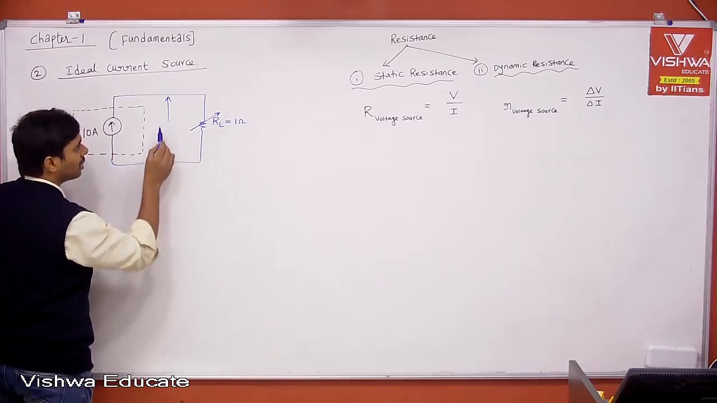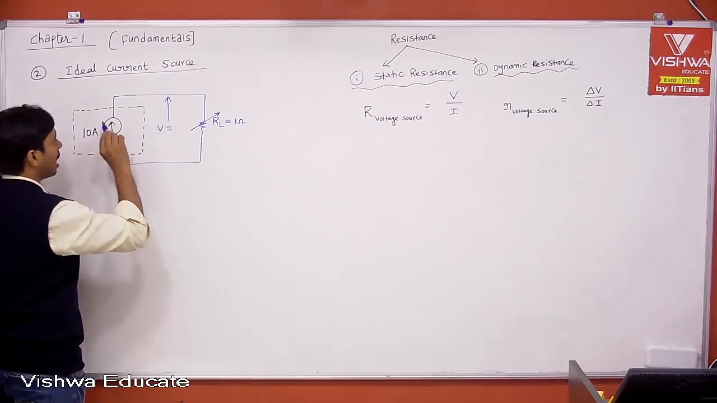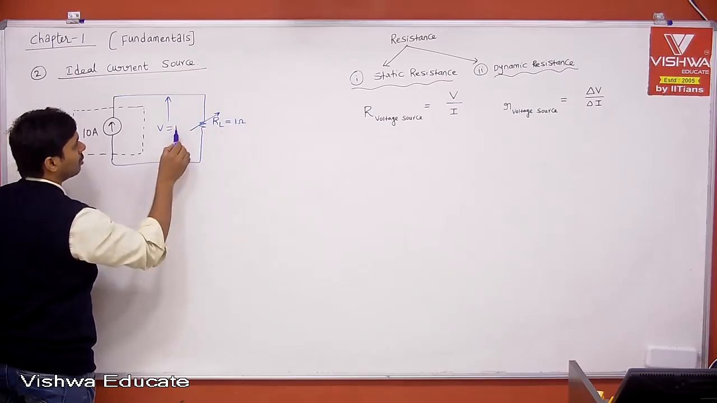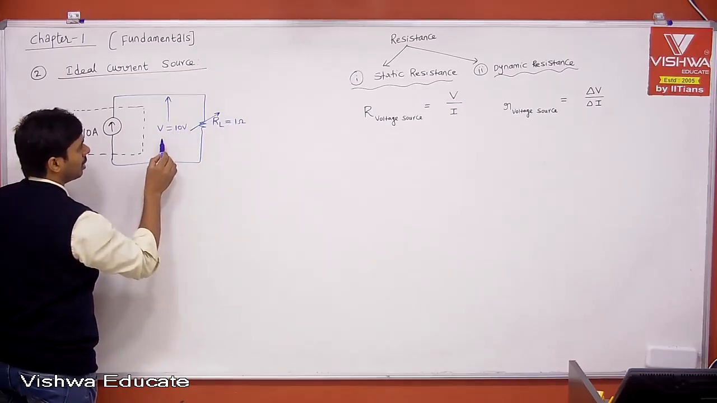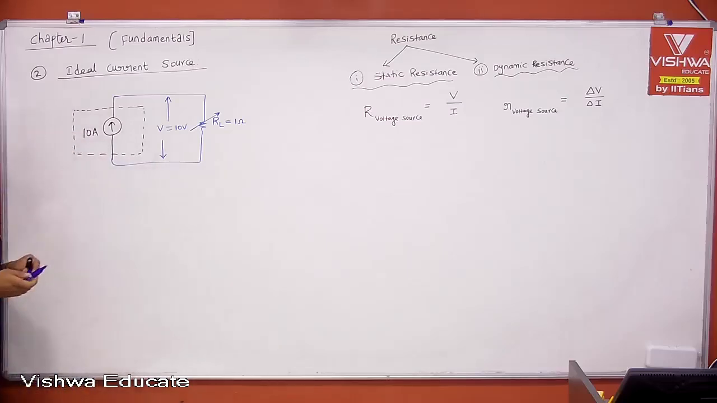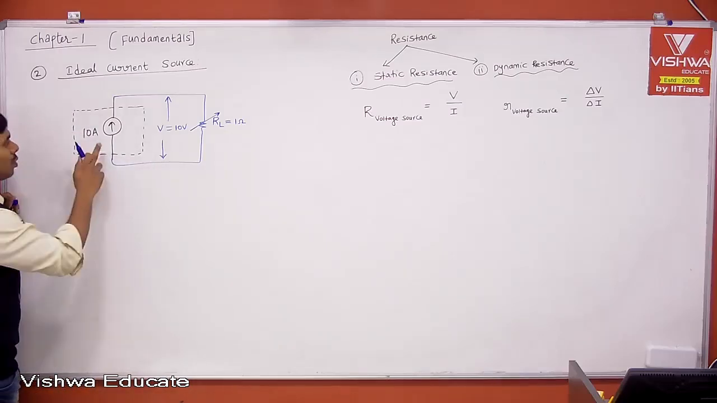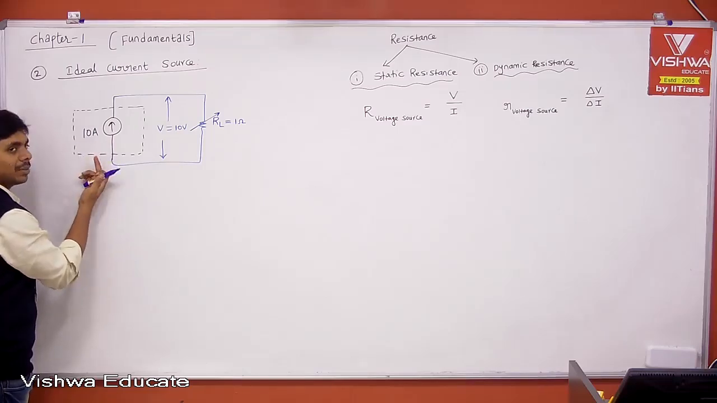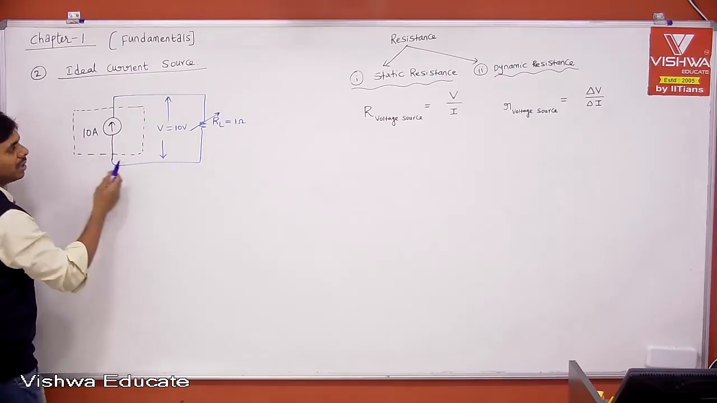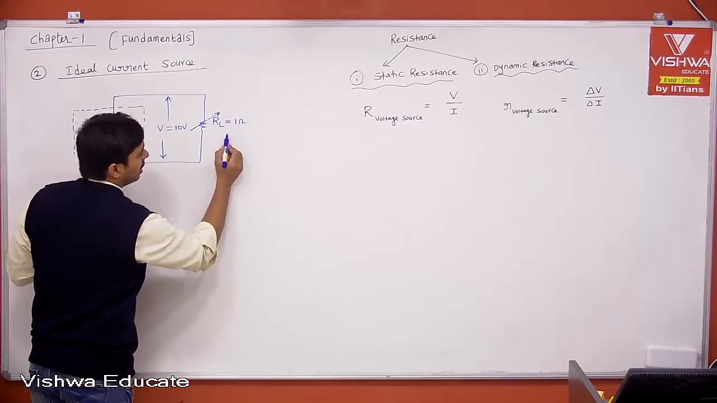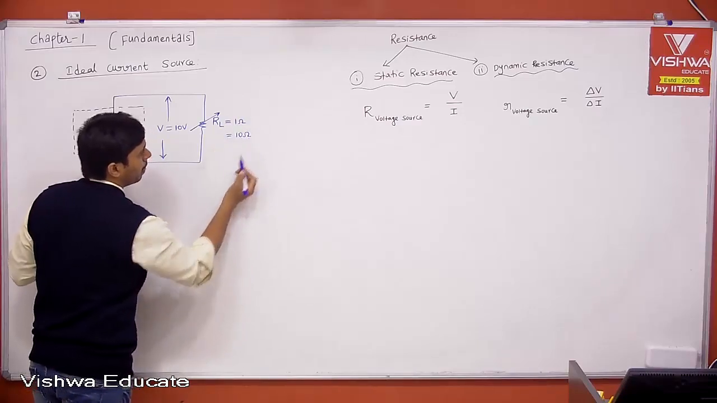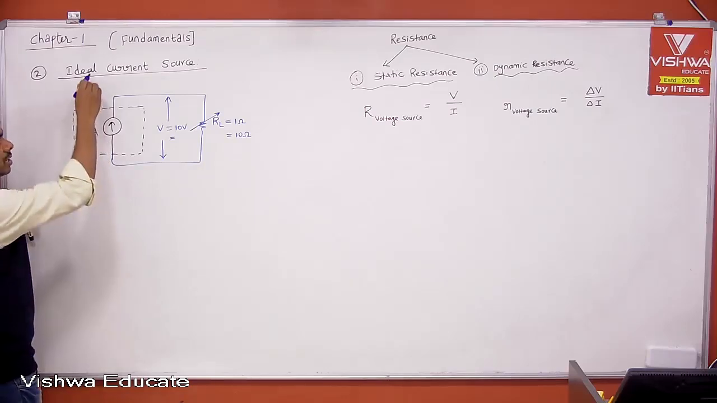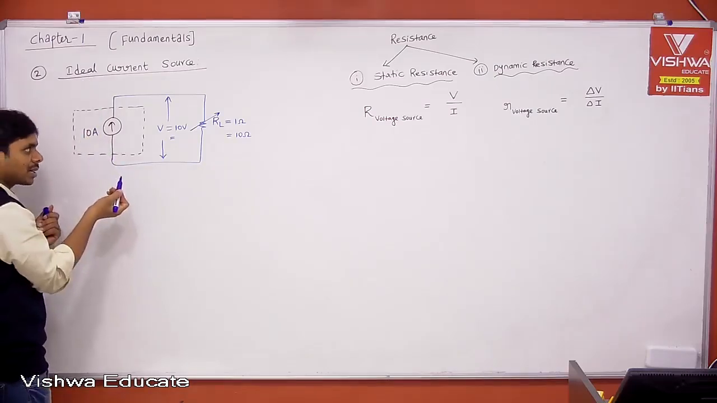If the load is 1 ohm, tell me what is the voltage. The 10 ampere is flowing through the load of 1 ohm, so 10 into 1, you get 10 volts. Indirectly we got to know the voltage across the current source is 10 volts, and the current from your current source is 10 ampere. Now if your load changes, let us say it becomes 10 ohm, tell me what is the voltage. But the current you are trying to get from your ideal current source is 10 ampere. That is what I am expecting.